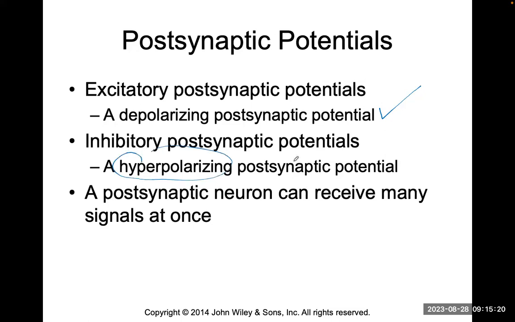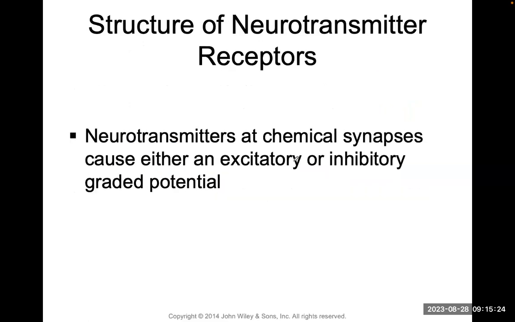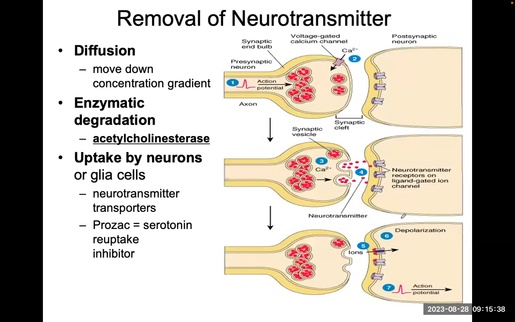hyperpolarize. Now, a postsynaptic neuron can receive many signals at one time. And neurotransmitters at chemical synapses can either cause an excitatory and inhibitory graded potential. Some neurotransmitters act as the accelerator. Some neurotransmitters act as the brake. So these neurotransmitters could be an on or off switch. And after they do their job, we don't want the neurotransmitter lingering around anymore. So how do we get rid of the neurotransmitter?